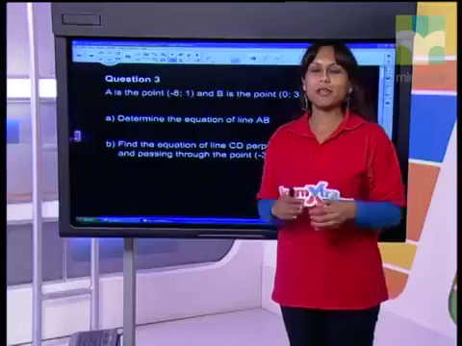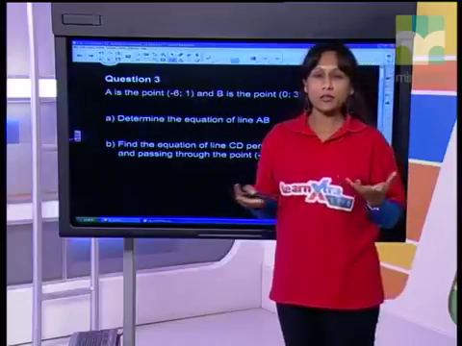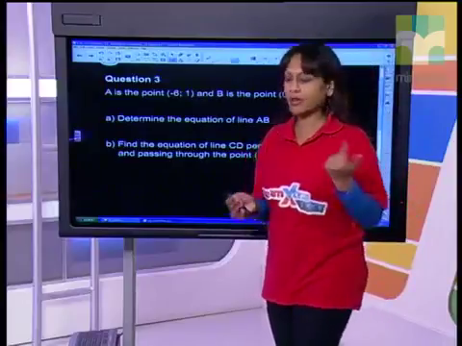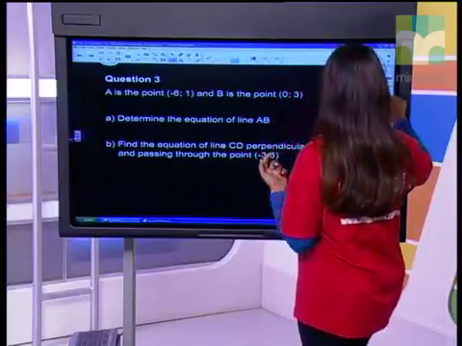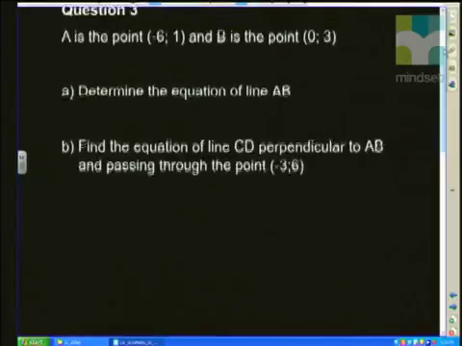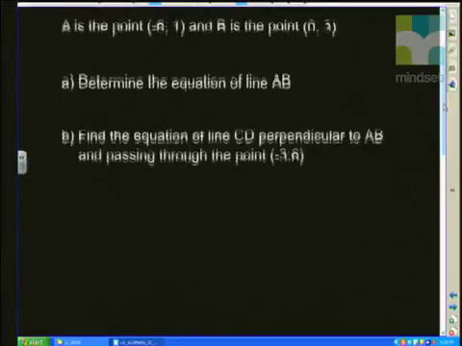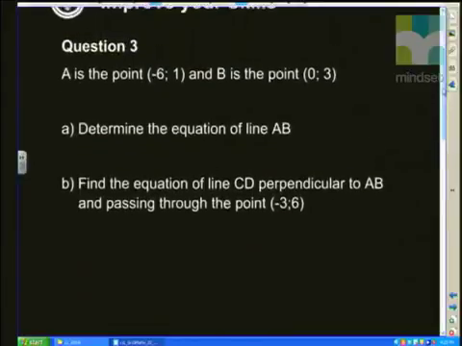All right, guys, so then we're going to carry on with question 3. Let's have a look at this one, and hopefully, as Queen suggested, you all get on board and you start answering that challenge question. We're given point A is minus 6 and 1, and B is the point 0, 3. You are asked to find the equation of the line joining the 2 points, and then find the equation of the other line, CD, which is perpendicular to AB, and they give you the coordinates of where it's passing through.